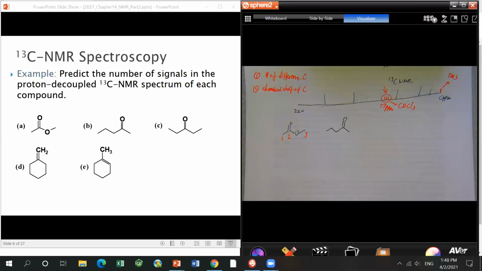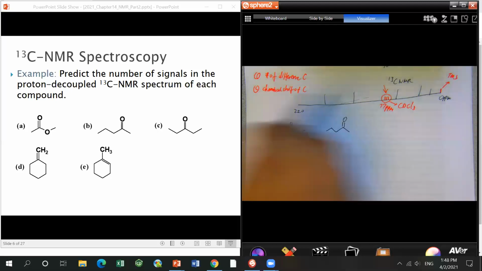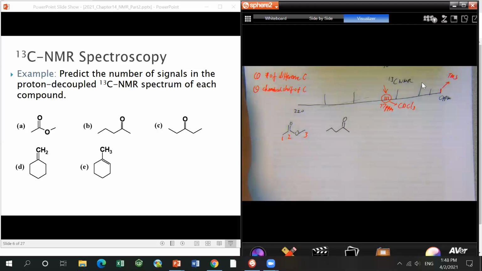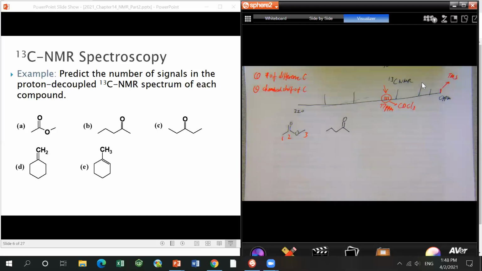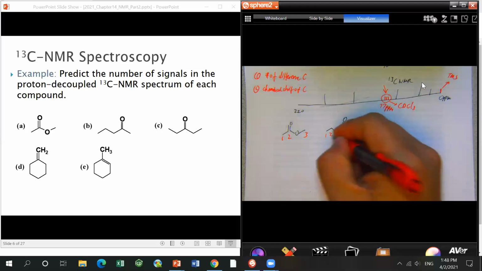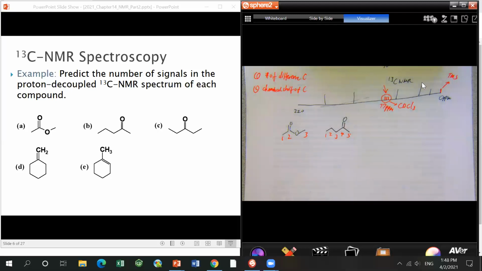Should be 5. So for this molecule also, there's no symmetry. So let's see, all 5 carbons should show different chemical shifts. So 1, 2, 3, 4, 5. All right.